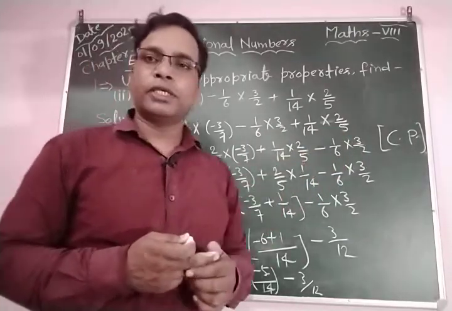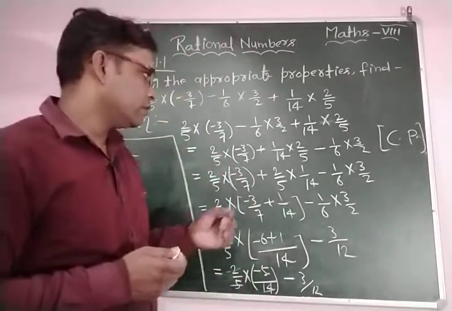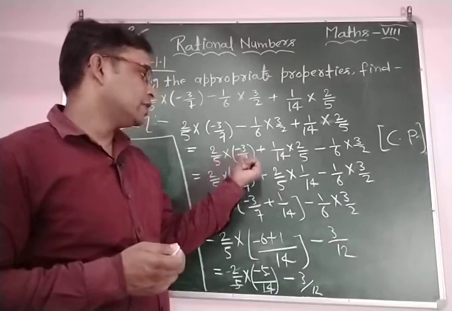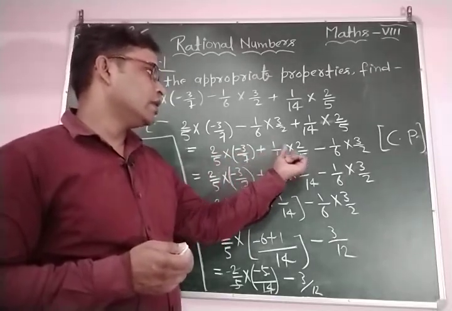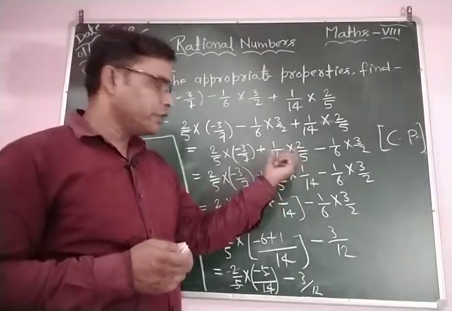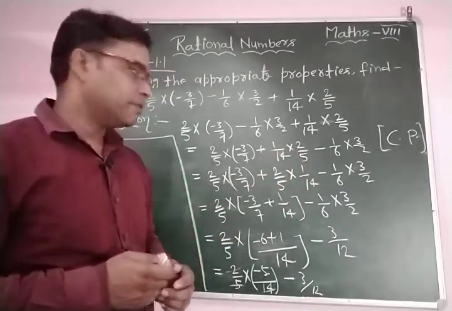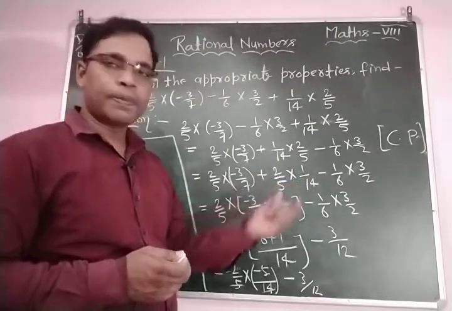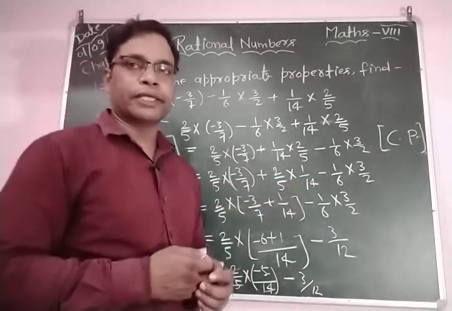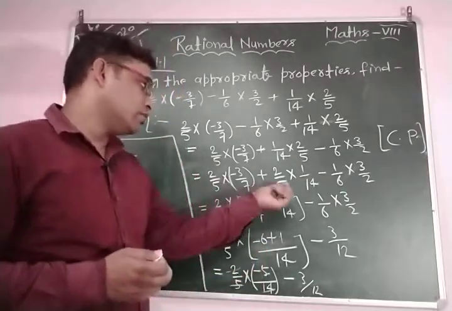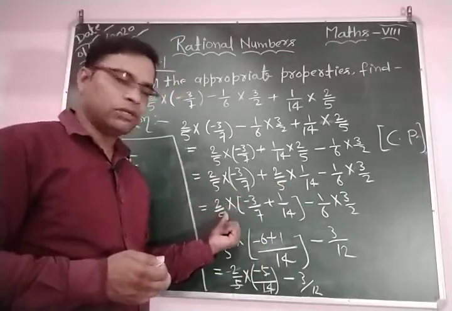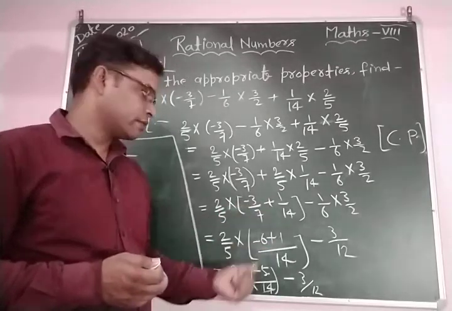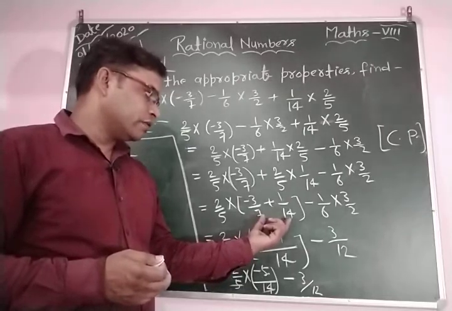A plus B is equal to B plus A, you know very well. So here this is 2 by 5 into minus 3 by 7, but here plus 1 by 14 into 2 by 5. Again we use the commutative property of multiplication, so first we write here 2 by 5 into 1 by 14. This is called the commutative property of multiplication. Now we take common 2 by 5. So here, if we take common 2 by 5, we obtain minus 3 by 7 plus 1 by 14. And now we solve them.